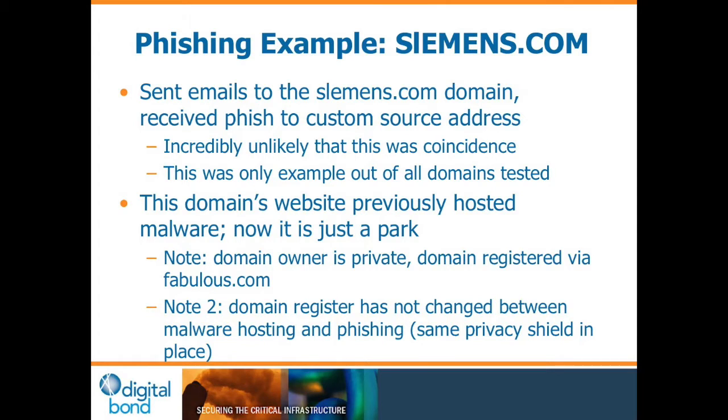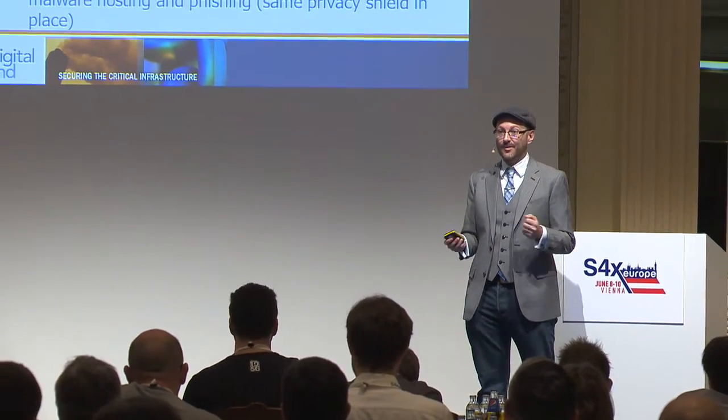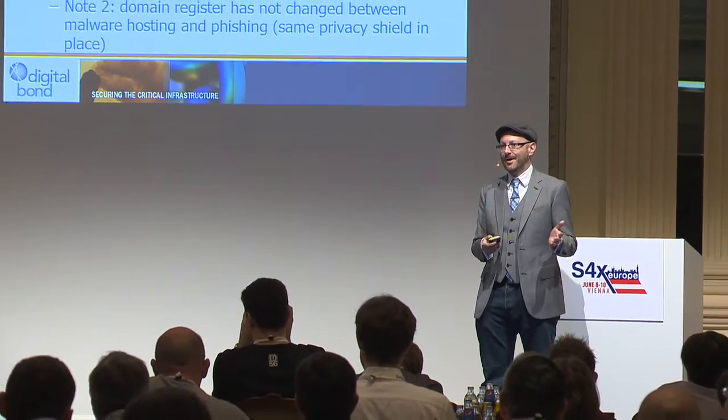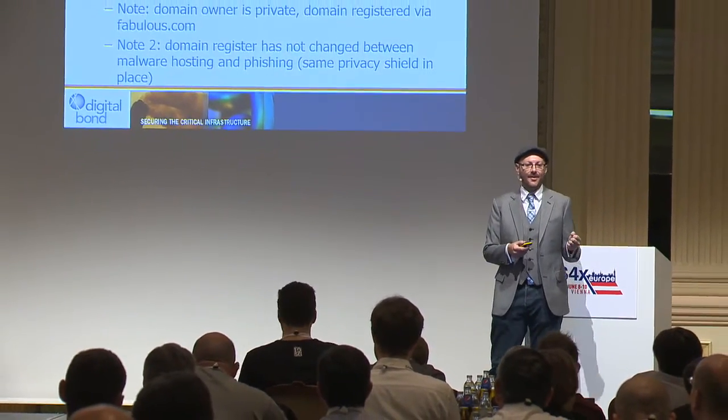So in this example, the one domain that actually accepted email was this Siemens.com domain, and I capitalized it on purpose because it's actually Slemons.com, but if you keep the lowercase l, it looks very similar to Siemens. So we sent those emails to Joe Engineer and Zatoichi at Slemons.com from a custom source address, and then later on got phished at that custom source address. The Slemons.com website was previously hosting a new piece of in-the-wild malware.